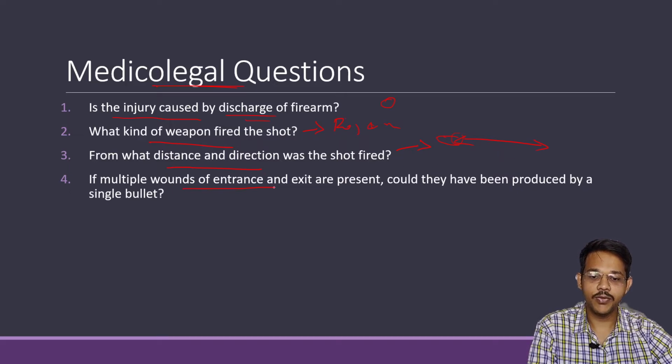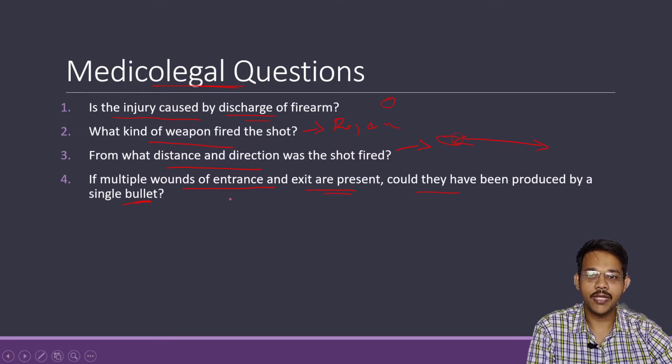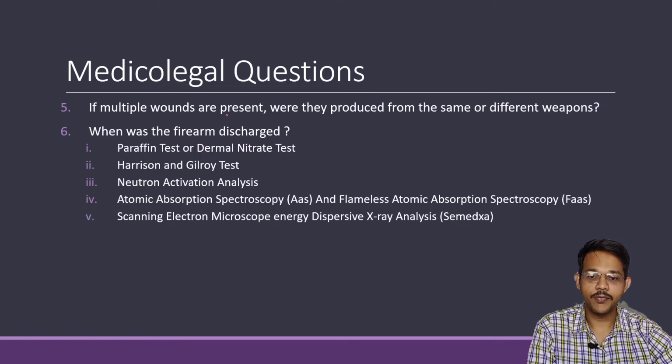If multiple wounds of entrance and exit are present, they can be produced by a single bullet. This can happen many times because of the position of the body. The bullet may enter and exit from the hand, then enter the chest and exit from the other end of the chest, which has to be noted. Then if multiple wounds are present, were they produced by the same or different weapons? Each wound has to be examined clearly to know whether one is a firearm wound and another may be caused by a stab injury.